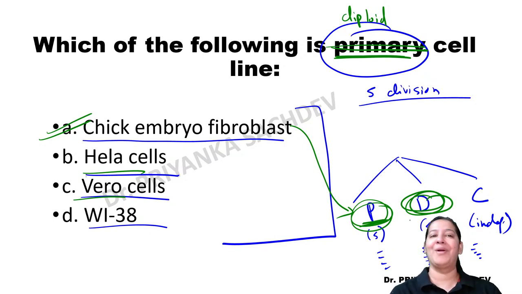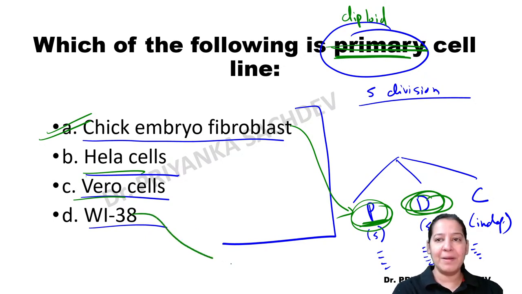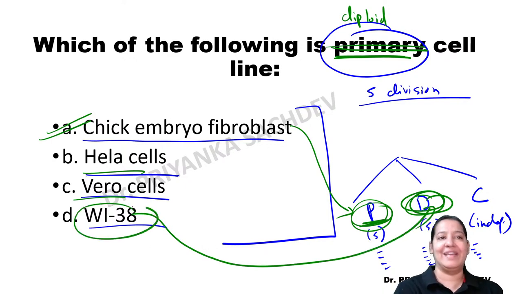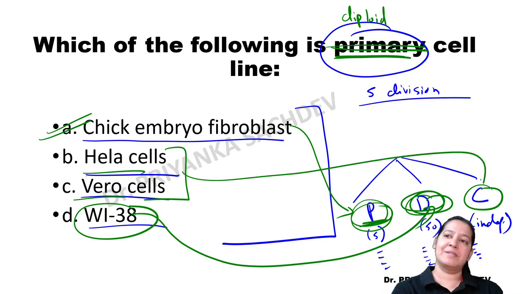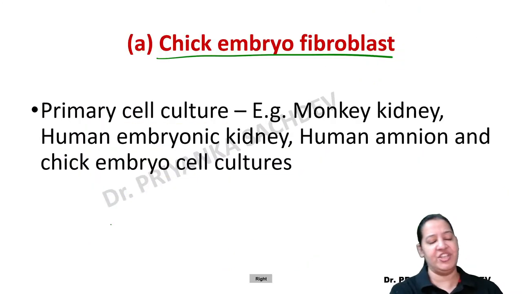Yes, again, you all are right. Very good. The example of diploid is D. So it is WI38. And what about continuous? The other two, HeLa and Vero, are the examples of continuous. So if I change the question and ask continuous, your answer will become BC. So in this way, I can change the question.